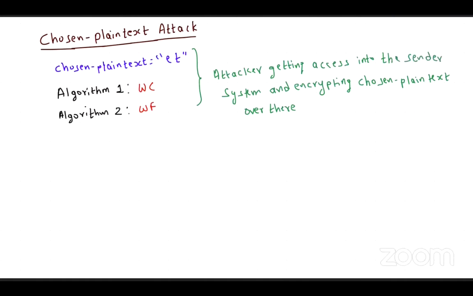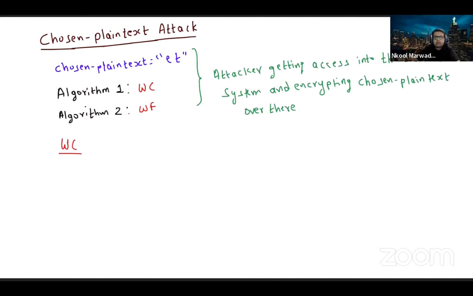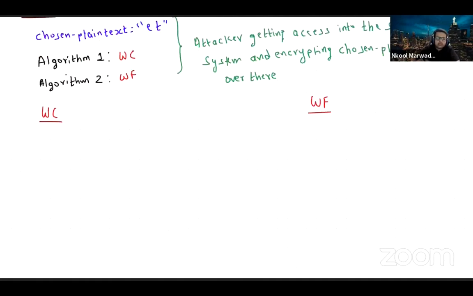So we will test for both one by one. First, let us test for WC, then we will test for WF. Once we get WC as the ciphertext, we will work around that, then we got WF as the ciphertext, and we will work around that. How will we work around? Let us see. We saw that for E we got W, and T got converted into C. So we can say that E, 04, got encrypted into W, that is 22, and 19 got encrypted into 2.